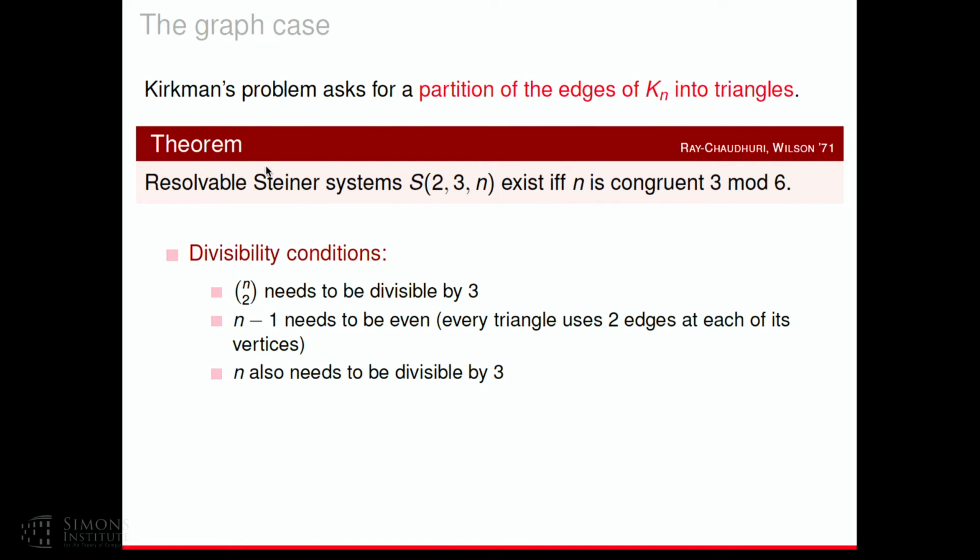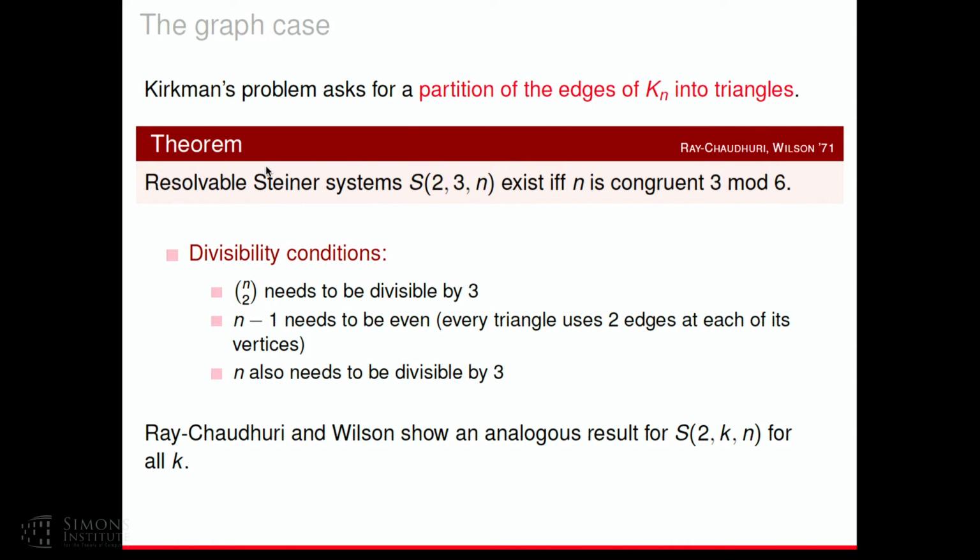Moreover, n minus 1 should be even, because if you look at one particular vertex and all the triangles which lie on this one vertex, then at the vertex you will see n minus 1 edges, and so n minus 1 should be even because each triangle will use 2 of the edges at this vertex. And then moreover n should be divisible by 3 so that I get these parallel classes, so that I get a partition into triangles of all these vertices. And now if you translate these conditions back, then you can easily see that that's exactly the same as saying that n is congruent to 3 modulo 6.